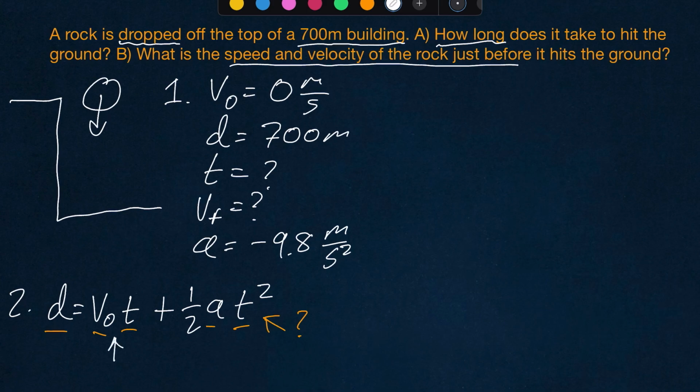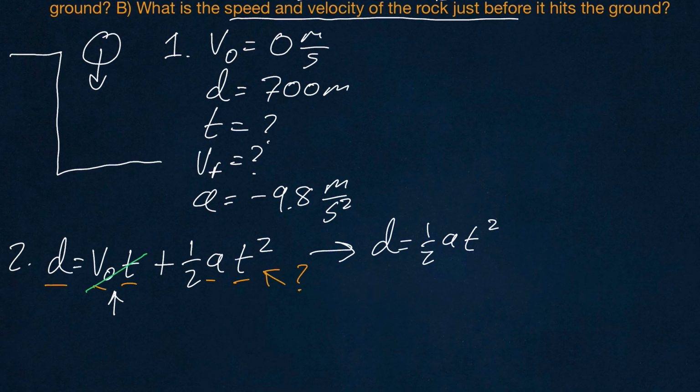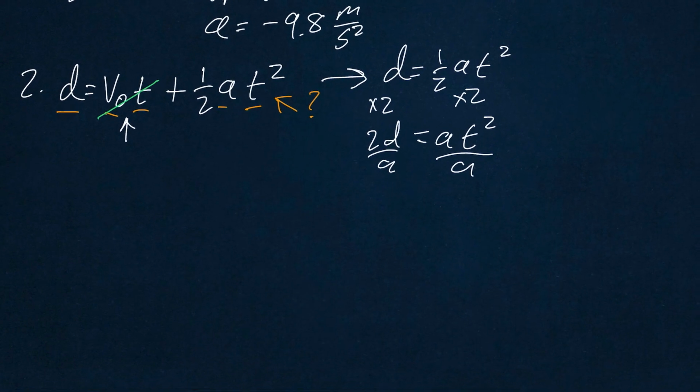So we know that because v initial is 0, we can simply cross this off of our equation, and then for the remainder of the equation, we can say that d equals 1/2 at squared. So now we have to do some algebra. So we multiply both sides by 2. So we get 2d equals at squared. Now we need to divide both sides by a to get t by itself. So now we have t squared equals 2d over a.